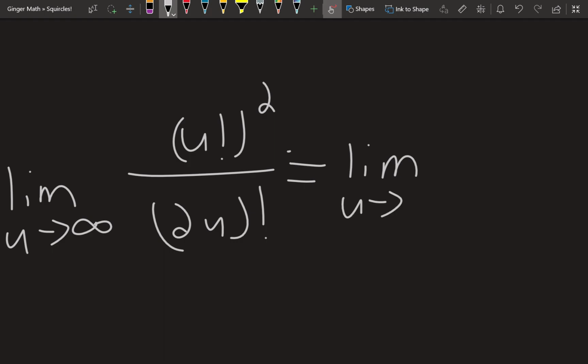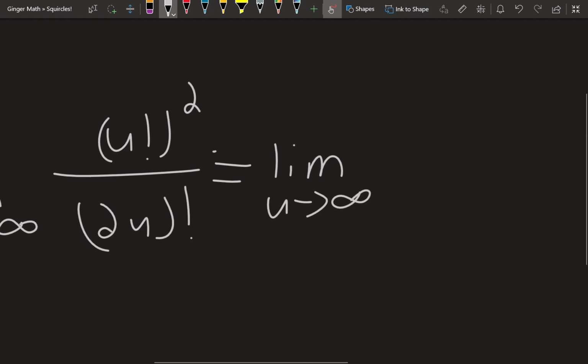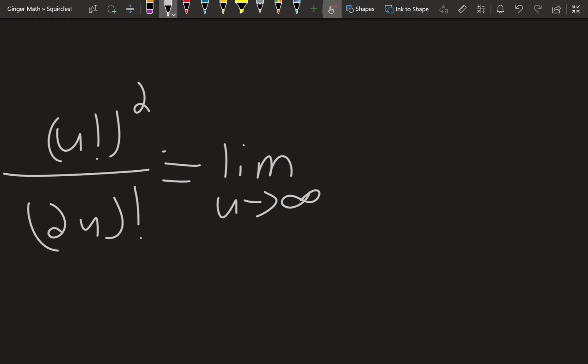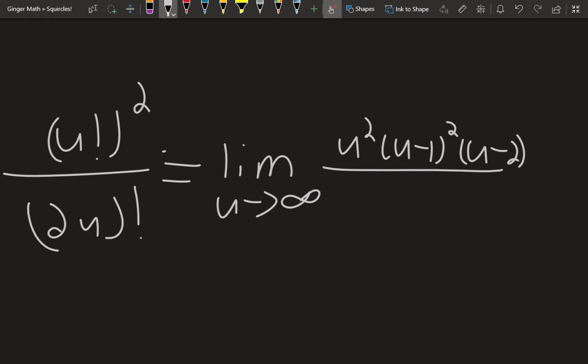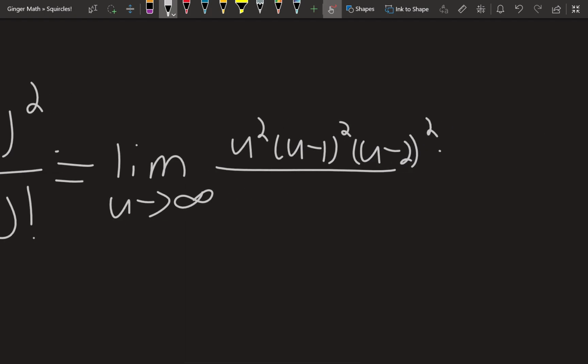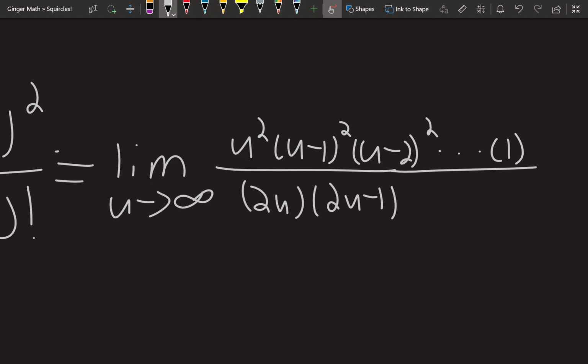So that way we can use the traditional definition of a factorial, basically meaning that our numerator is going to be u squared times (u minus 1) squared times (u minus 2) squared, and then dot, dot, dot, 2, 1. And then on the denominator, we're going to have 2u times (2u minus 1) times (2u minus 2), etc., until 1.